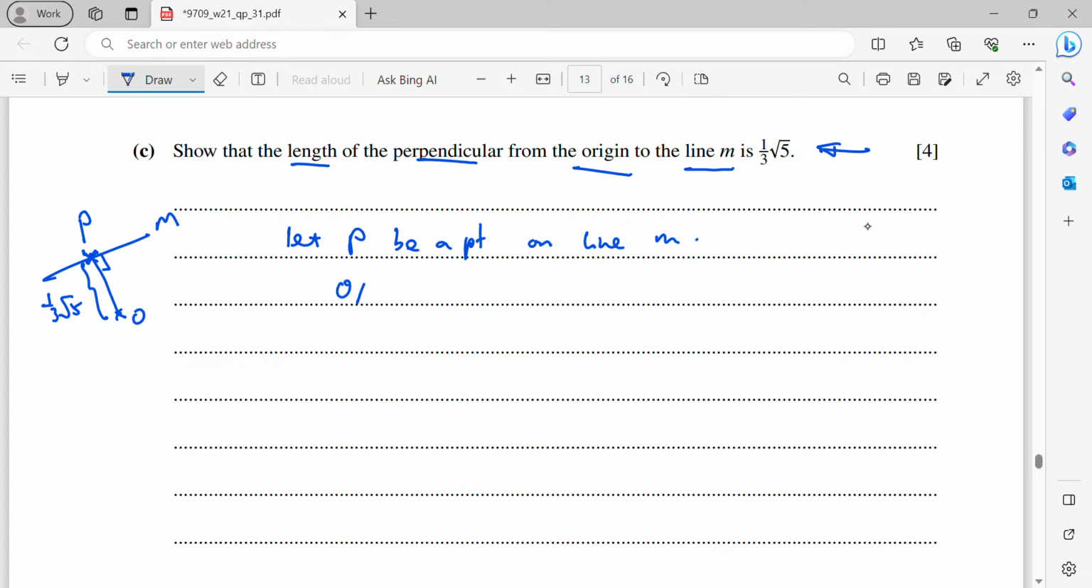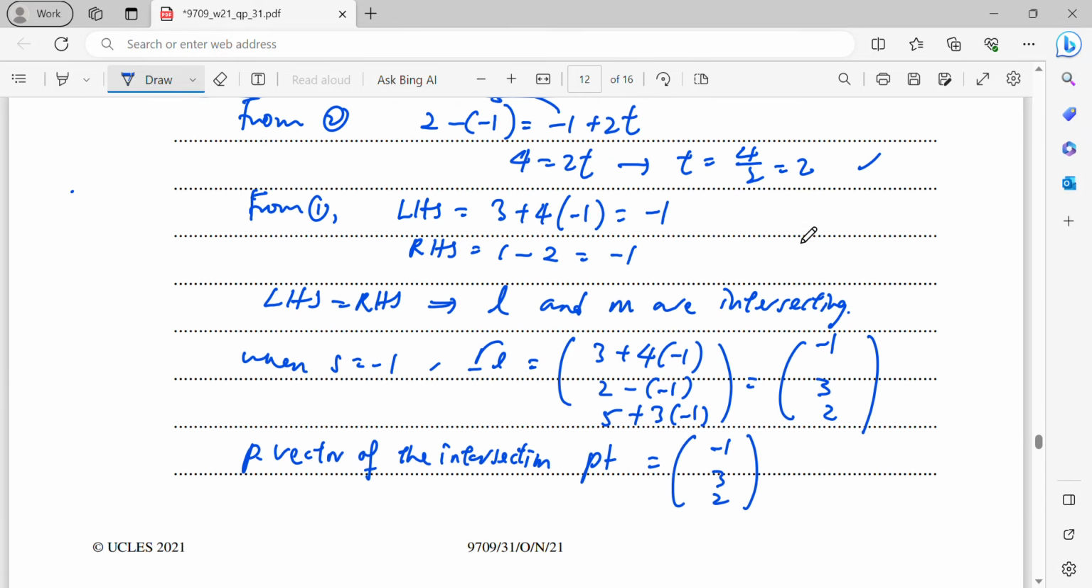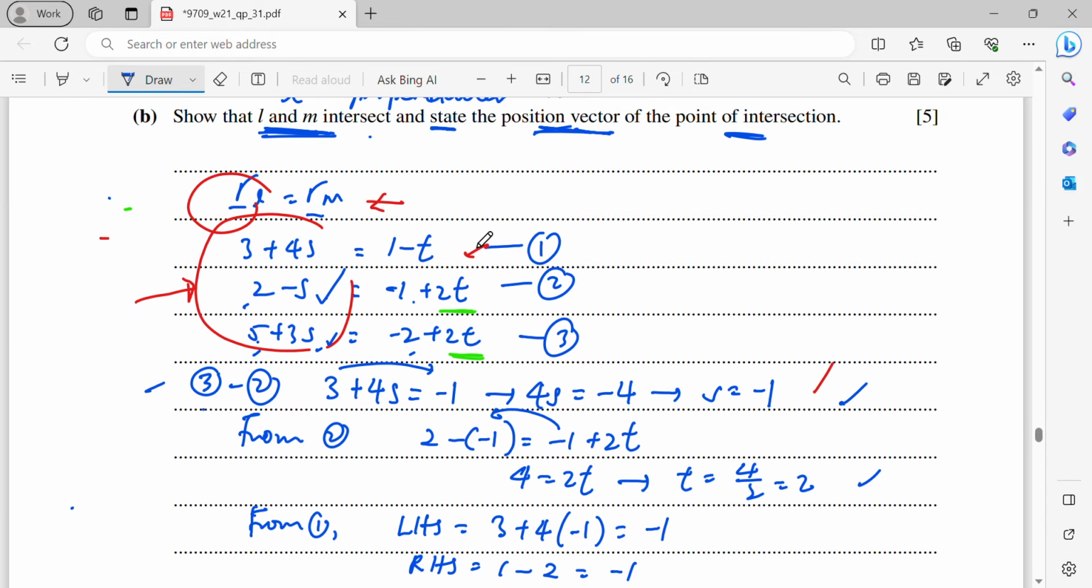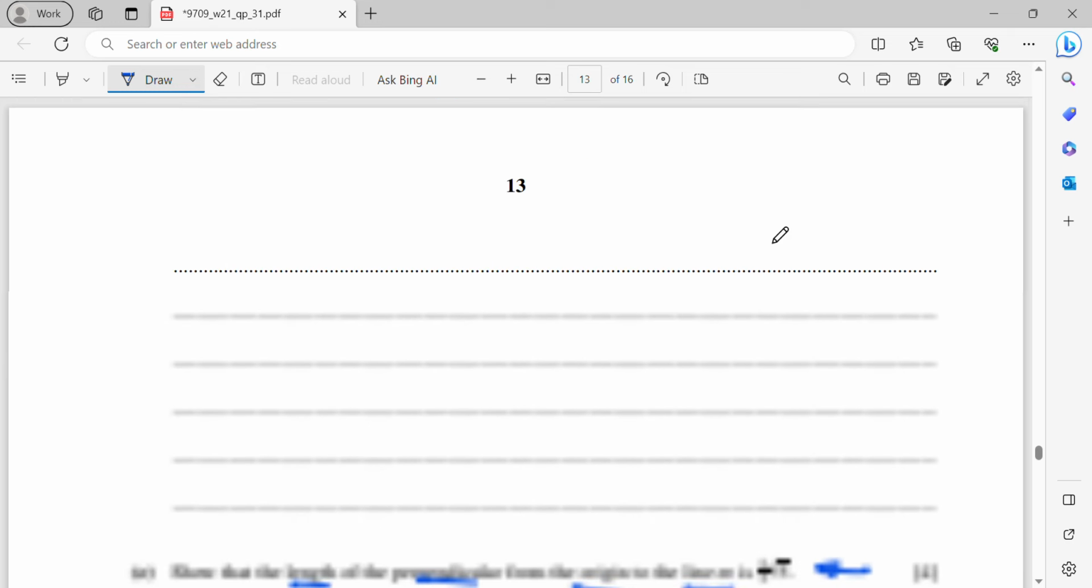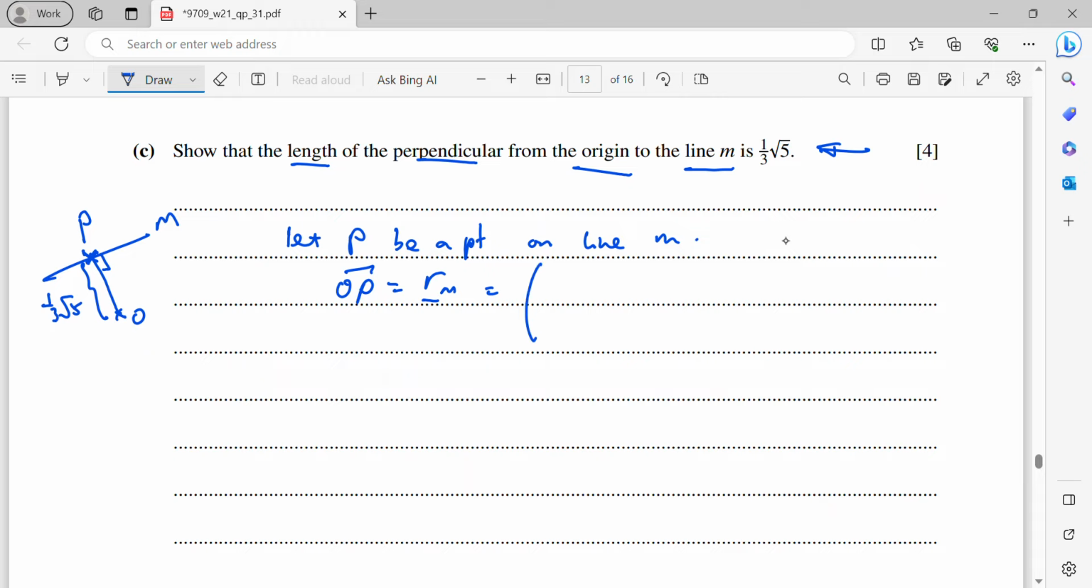Right, so now OP is a RM. Referring back to your equation, it's this part, so 1 minus t and all this. So I will just write it will be 1 minus t, then minus 1 plus 2t, and then minus 2 plus 2t. That is the RM. Okay, so from the diagram, OP dot BM, this is BM, it will be 90 degrees. So OP dot BM equals 0.